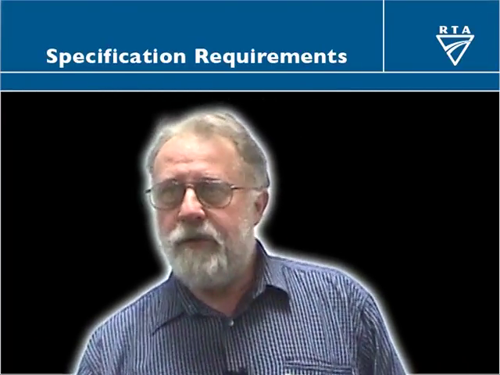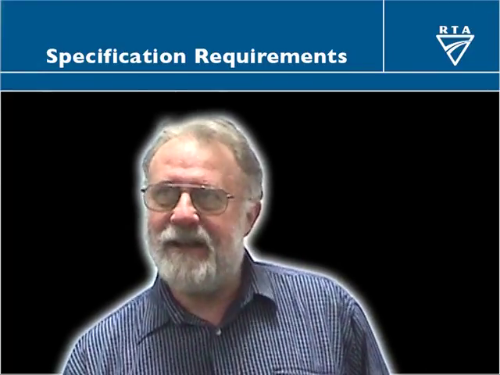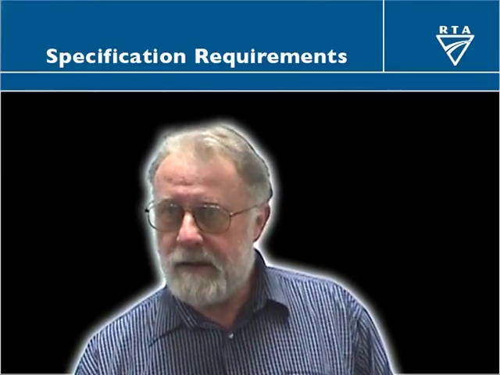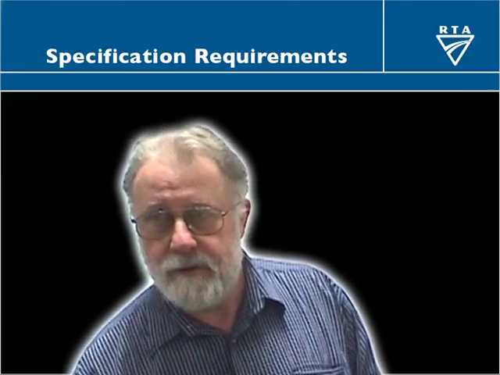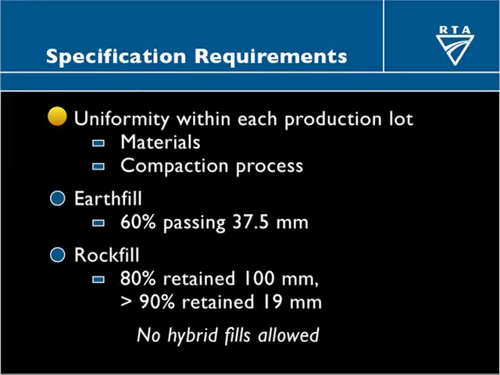Now, a brief word on specification requirements, which is after all the target we're trying to achieve in our compaction. And there's quite a few things there, and from what we've seen so far you may be able to better understand what the reason for them is. Firstly, we ask for uniformity for each production lot. That applies to materials as far as possible. The criticality of that depends on what it is. It's less critical for general earthworks than it is for select, and more critical again for pavement. And we're asking for uniformity in the compaction process.